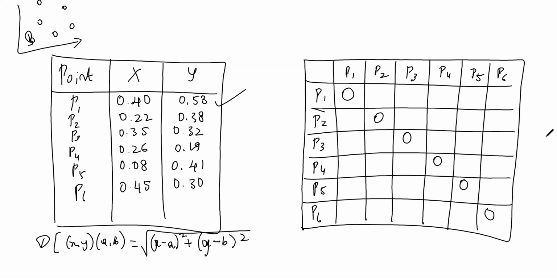Then I'll take the second point and start working with it. One point is already ready, so I'll fix the first point. The first point P1 is already done. Now I'm going ahead with P2. I have to identify the distance of P2 with respect to P1.